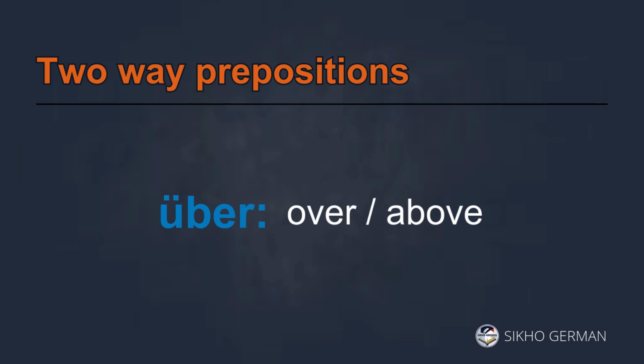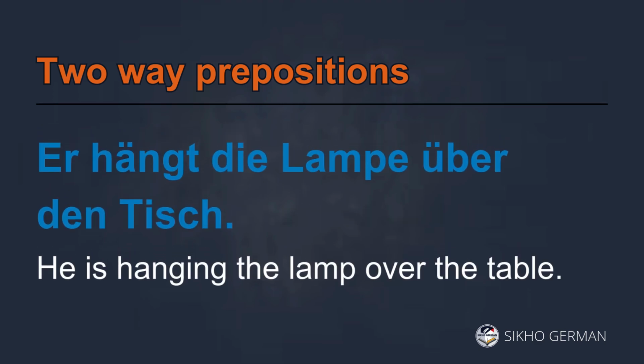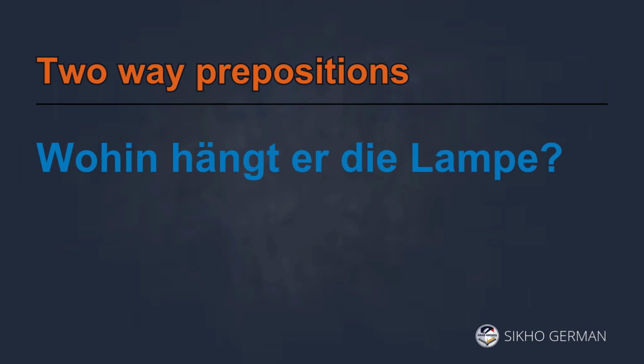Next is über, over or above. Hängt die Lampe über den Tisch. He is hanging the lamp over the table. This uses accusative because there's movement. He's actively hanging the lamp to a position over the table. Wohin hängt die Lampe? Where is he hanging the lamp to? Answer, über den Tisch. The masculine der Tisch becomes den Tisch, accusative.